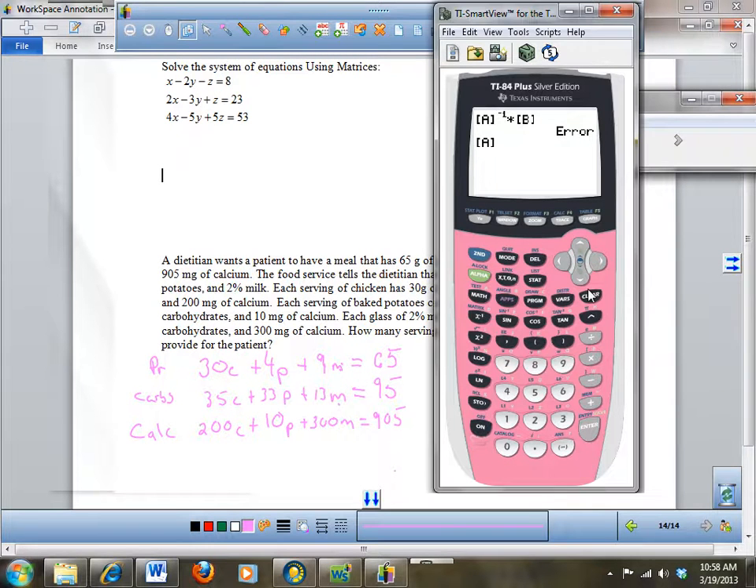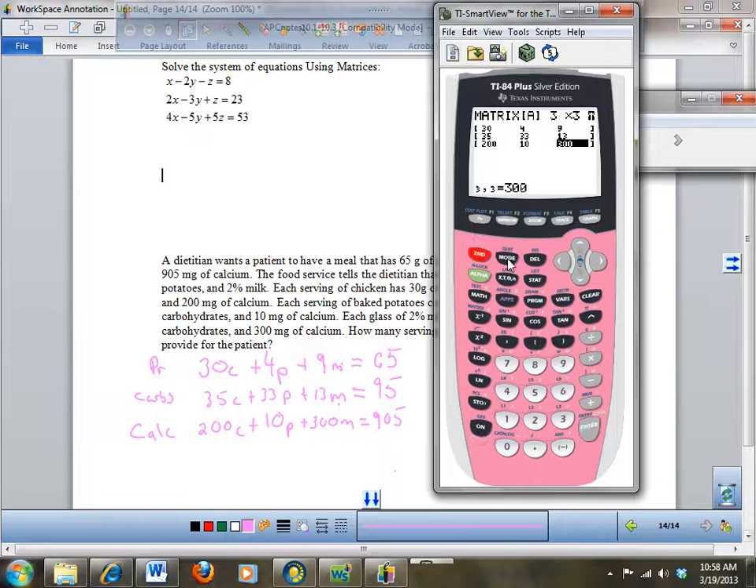No, it's not. Yay. Okay, so now I'm going to put these numbers into my matrix A. So second matrix, and I want to edit matrix A, so I go over to edit, I hit enter, and then it's a 3 by 3, and I just go in here and I put those numbers: 30, 4, 9, 35, 33, 13, 200, 10, 300. Okay, make sure you hit enter when you're done.